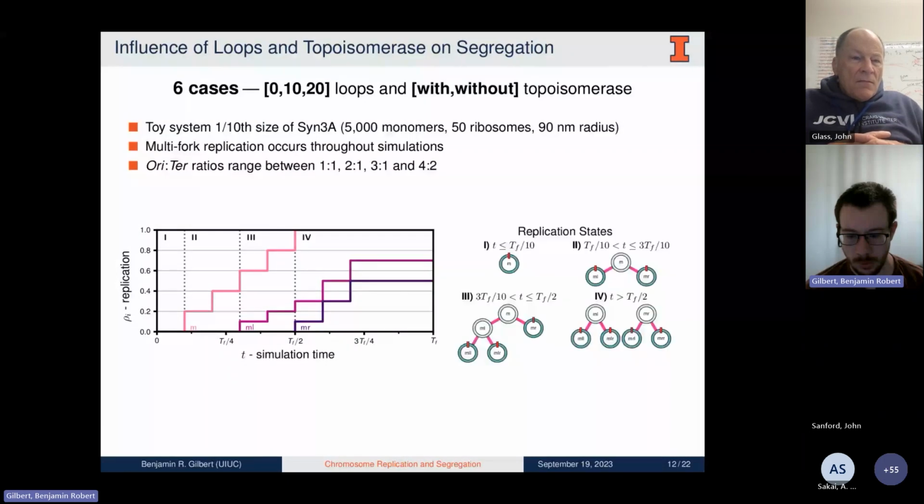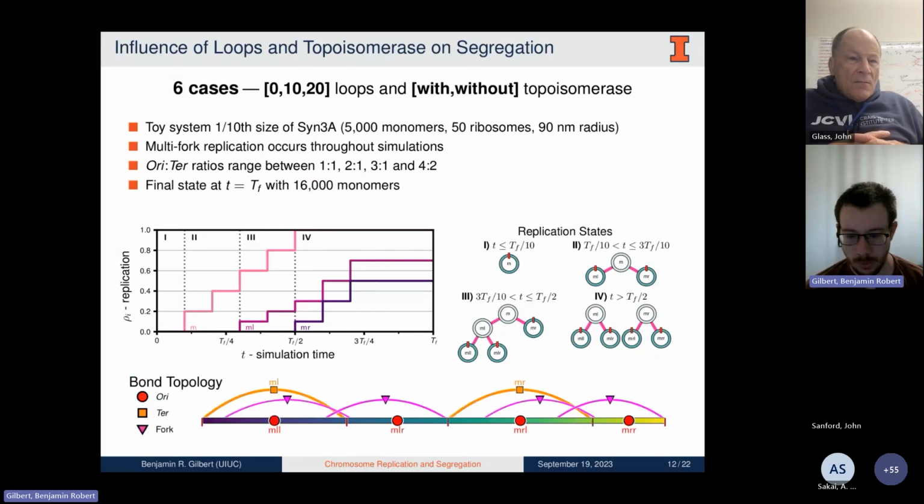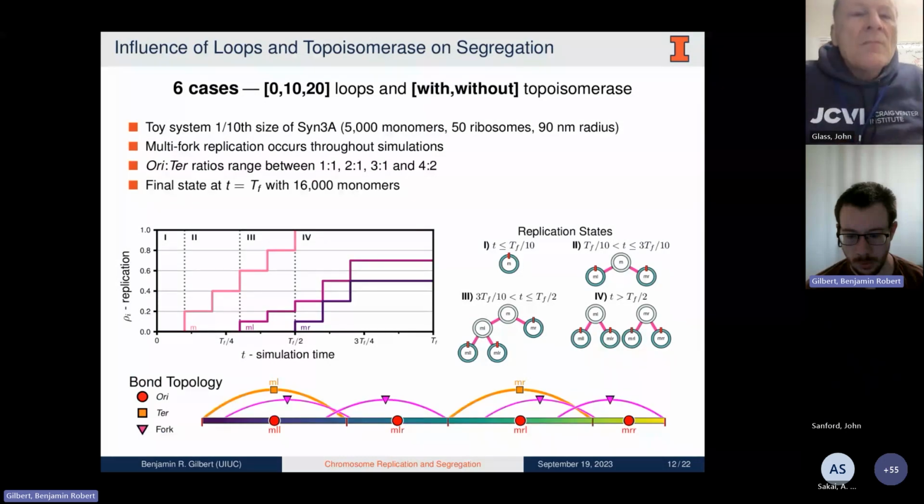So that takes us through 4 different replication states with varying Ori-to-Ter ratios, all the way from 1 to 1, all the way up to 4 to 2 in the last state, and then results in this final bond topology that you can see at the bottom, where we have 2 fully replicated chromosomes, both of which are themselves undergoing replication and making their own daughters.